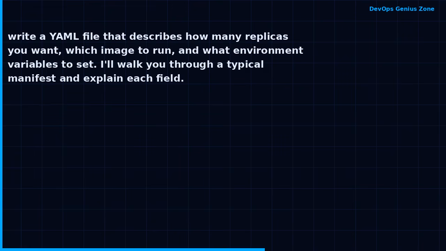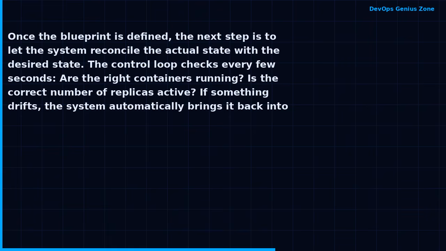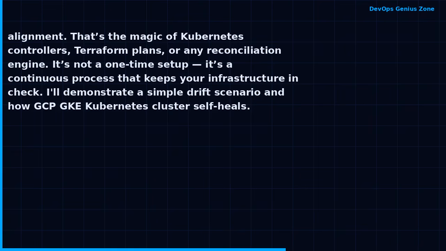Once the blueprint is defined, the next step is to let the system reconcile the actual state with the desired state. The control loop checks every few seconds. Are the right containers running? Is the correct number of replicas active? If something drifts, the system automatically brings it back into alignment. That's the magic of Kubernetes controllers, Terraform plans, or any reconciliation engine. It's not a one-time setup, it's a continuous process that keeps your infrastructure in check. I'll demonstrate a simple drift scenario and how a GCP GKE Kubernetes cluster self-heals.